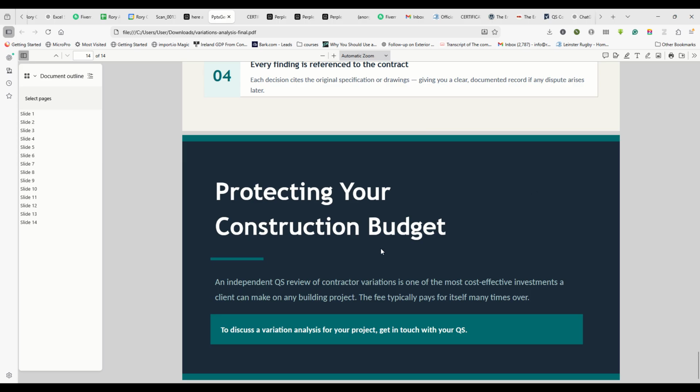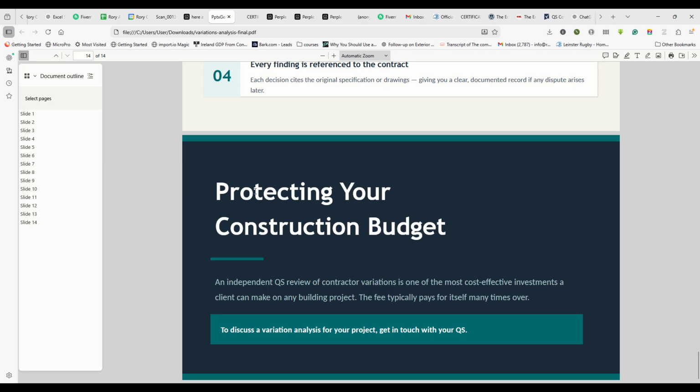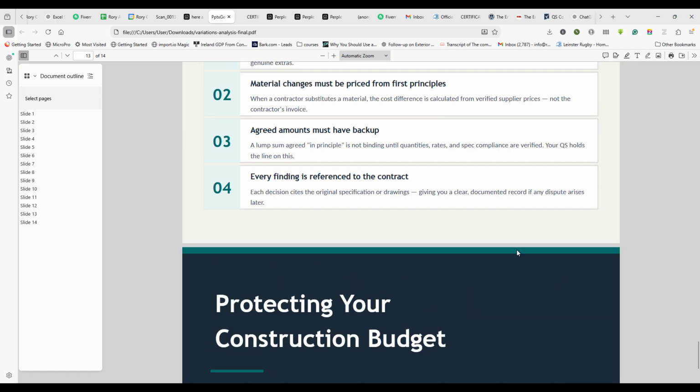So, but that's fine, it's about protecting your construction budget, but doing it in such a way that you've already set the pitch up for a fair result for all initially.